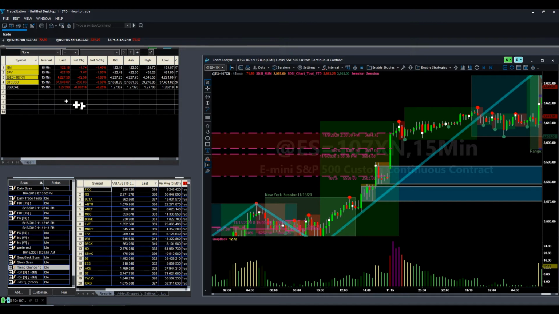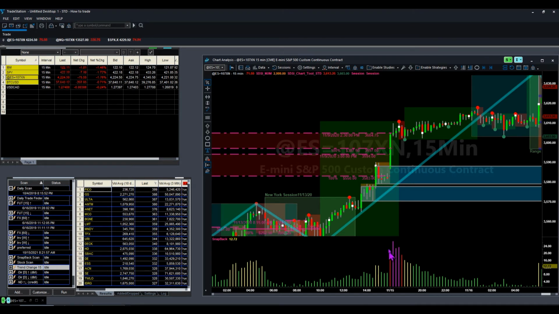And as far as the different types of assets that you can use this on, anything that can be charted on TradeStation, whether it is a stock, an ETF, futures, a crypto, or a Forex, anything you can chart on TradeStation, you can use these tools on.